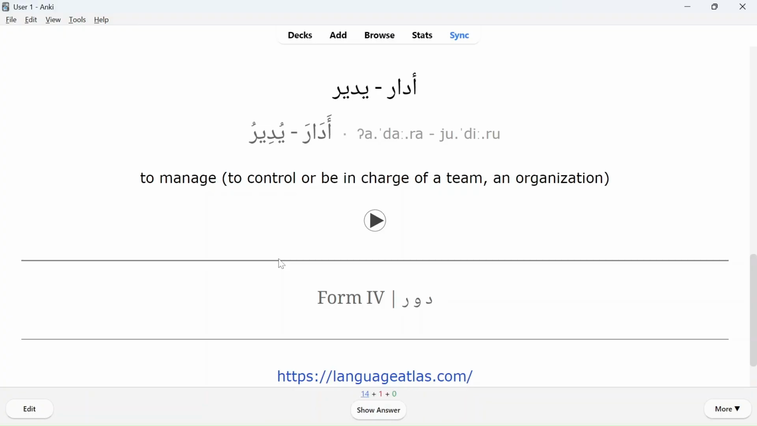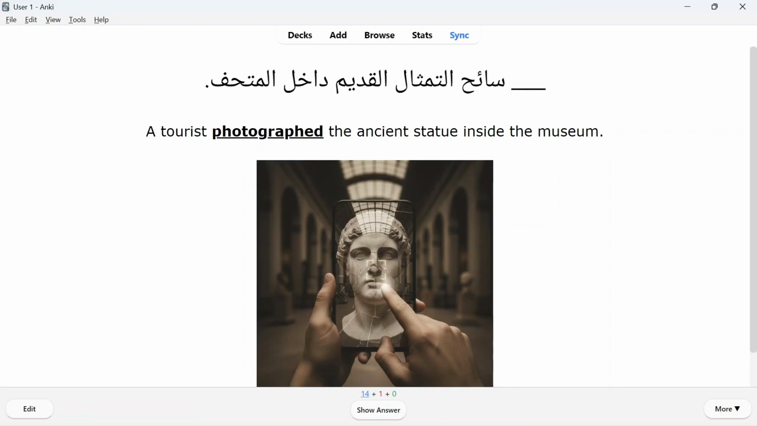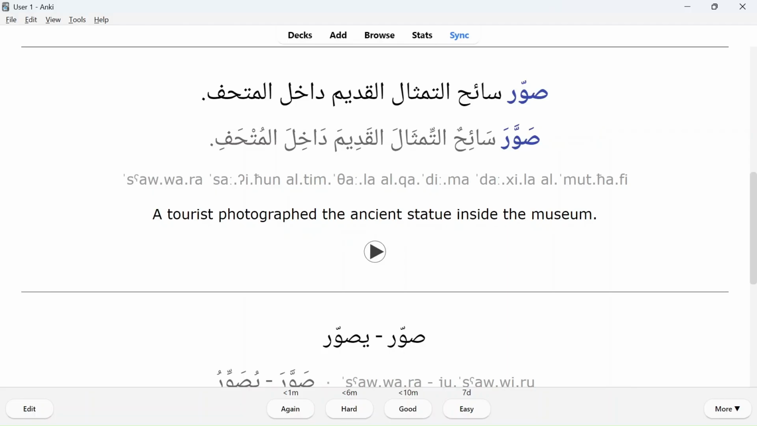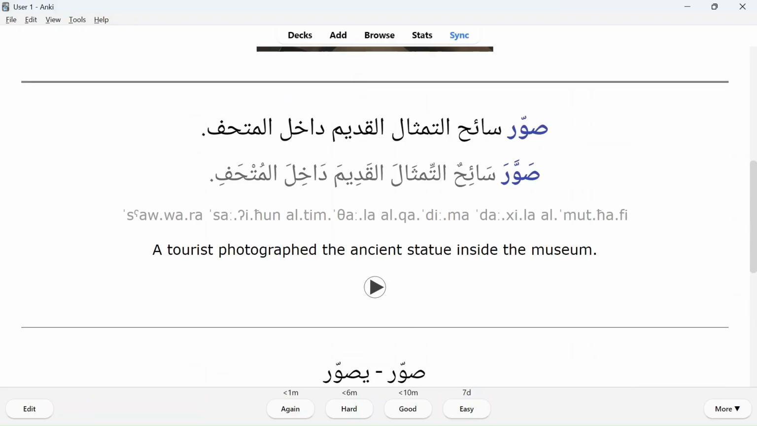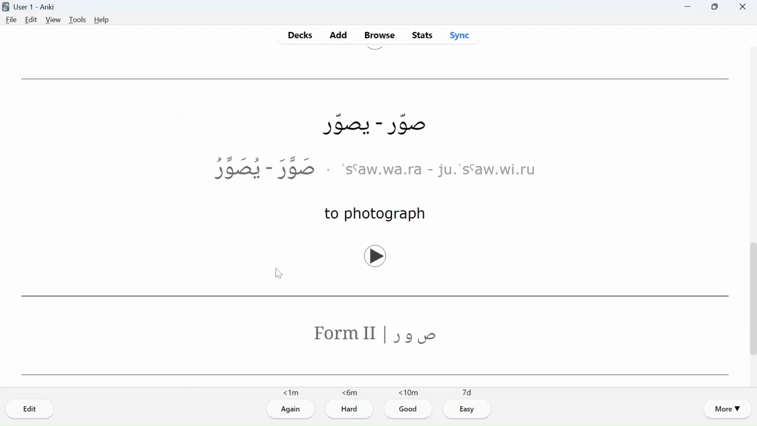So let's continue. A tourist photographed the ancient statue inside the museum. How do you say photographed? صور سائح التمثال القديم داخل المتحف. يصور. Great. So again, we see the same setup. We have the sentence area and we have the verb area with the two different verb forms that we talked about. And we have the root and the form.